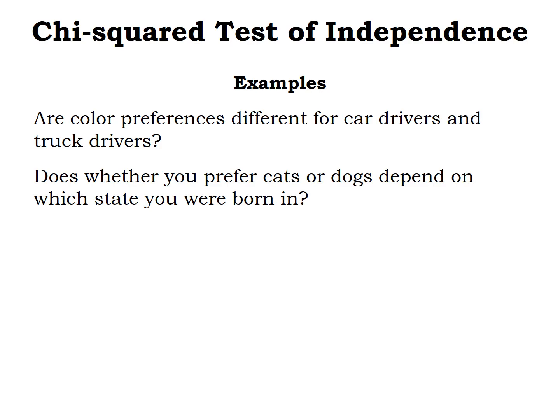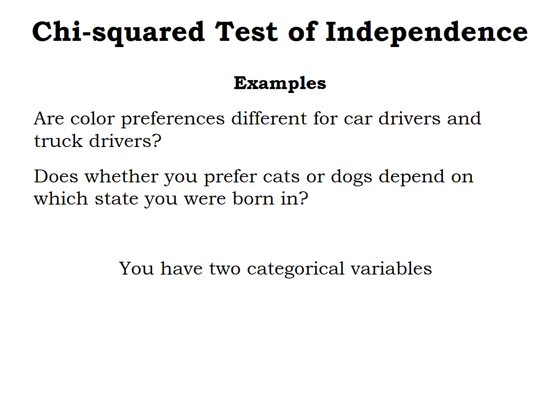Here are a couple examples where you might want to use a chi-squared test of independence. So if you want to know if color preferences are different for car drivers and truck drivers, or whether preferring cats or dogs depends on what state you were born in, notice here that in both cases, what we have going on is we have two categorical variables.